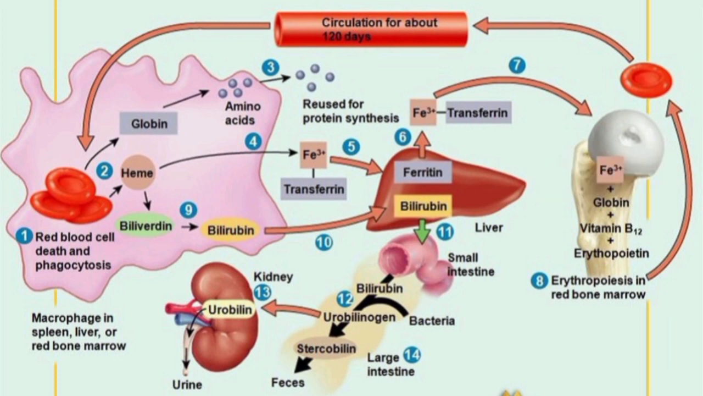Porphyrin is converted into biliverdin. In humans, most of the biliverdin is converted into bilirubin. Bilirubin and biliverdin are together called the bile pigments.